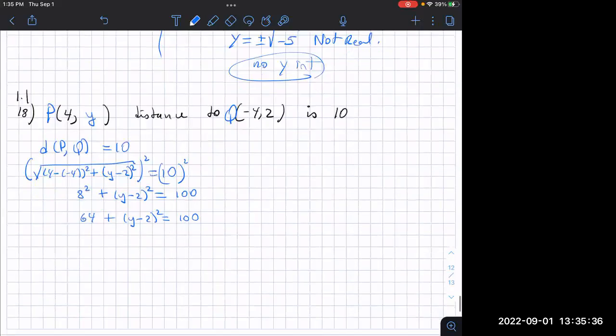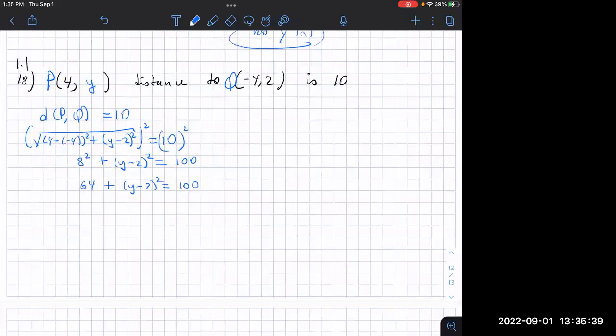And then we keep isolating the variable. What is the next step? Subtract 64 on both sides. And you get (y minus 2) squared equals... Say it again, I'm still writing down the beginning part. Oh, you're still writing down. Yeah.